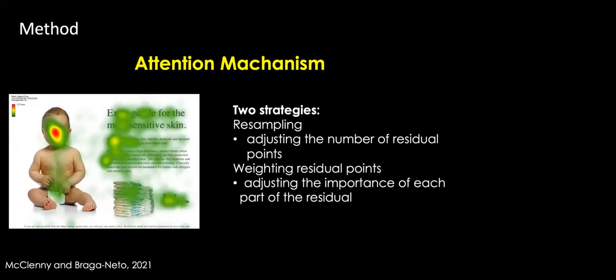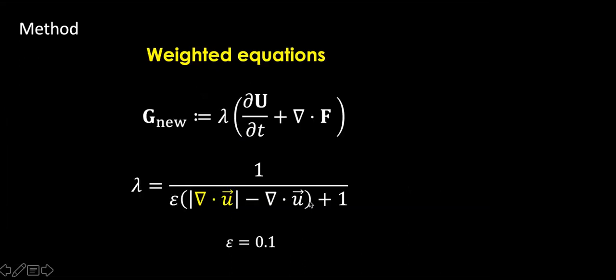However, if we want to weaken it in some regions, for example, in transition regions, the weighted residual may be more suitable, because reduced points in those regions will cause a low resolution of discontinuity. Based on the above analysis, we introduced the weighted equations method in PINNs, and the weight lambda is constructed as follows.